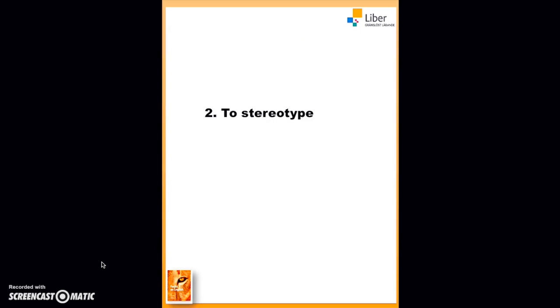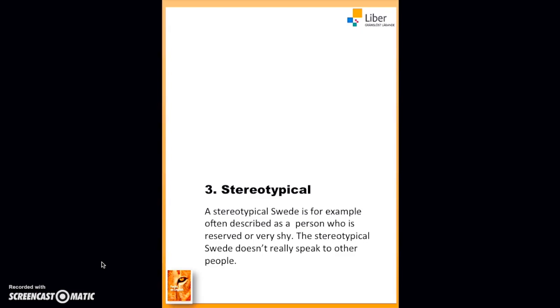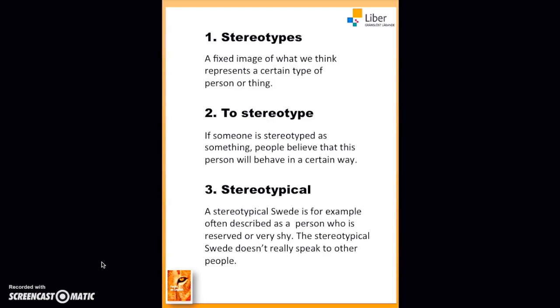We've got the verb to stereotype. And if someone is stereotyped as something, people believe that this person will behave in a certain way, only because he or she is a certain type of person. And the adjective stereotypical. Well, a stereotypical Swede is, for example, often described as a person who's reserved or very shy. The stereotypical Swede doesn't really speak to other people. Now, this stereotype might apply to one or two people, even quite a few. But it's not an absolute truth.